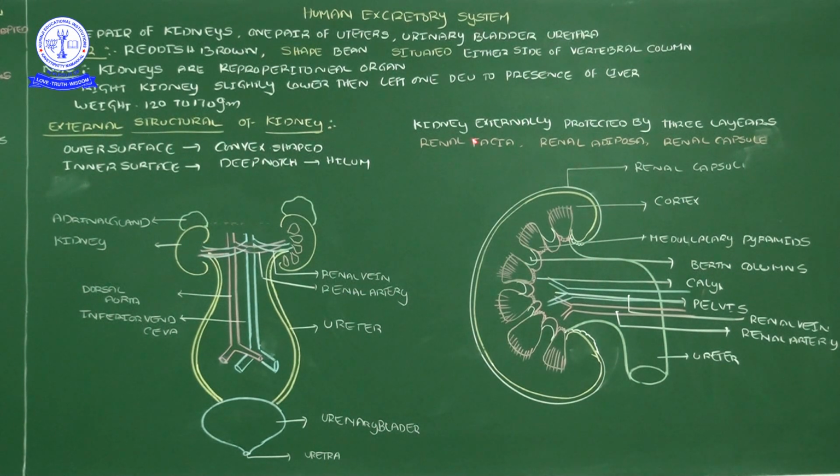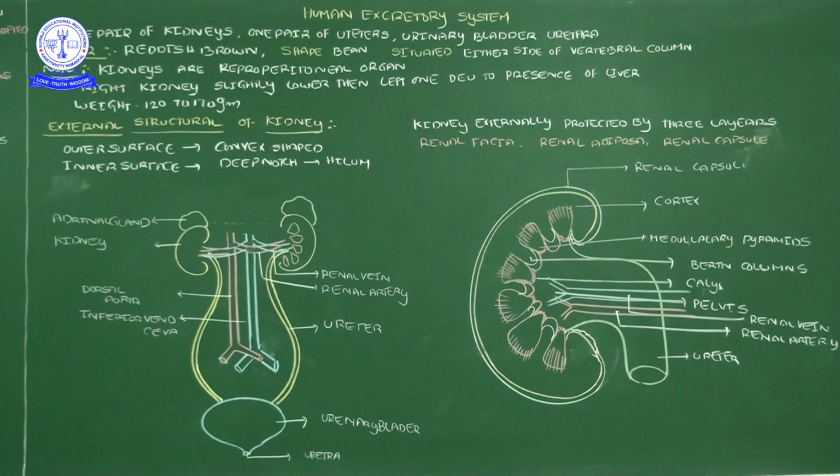The first layer, the outer layer, is called the renal fascia. Inside the renal fascia is the renal adiposa, and inside the renal adiposa is the renal capsule. These are the three types of layers that protect the whole kidney: from the outer side, renal fascia, renal adiposa, renal capsule. The word renal indicates the kidney. It is the scientific nickname of the kidney.